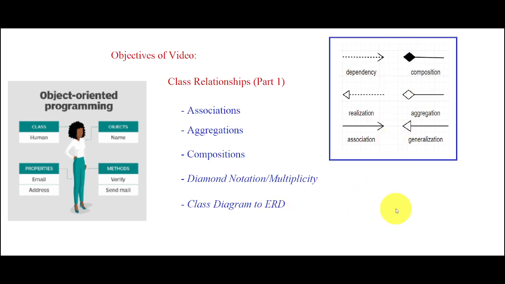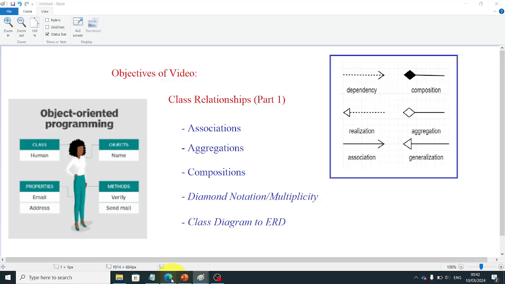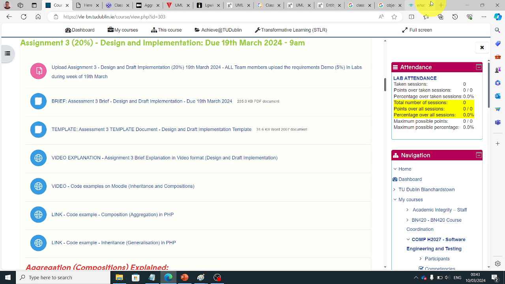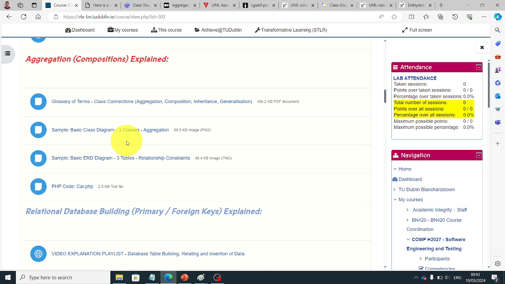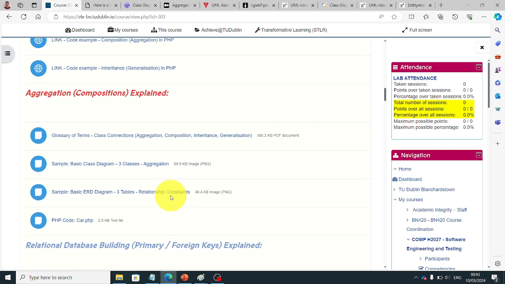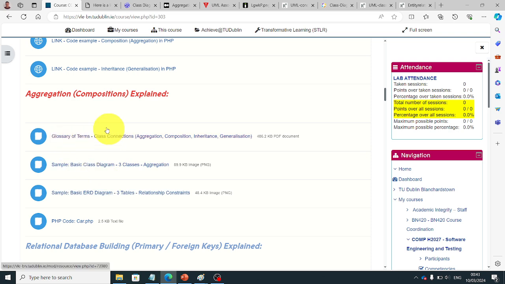So here are the different types of relationships. I'm hoping to make a series of videos over the next day or so that you can look back on before you submit your final assessment class diagram. So without further ado, let's go back to our section here on Moodle, where you'll see assignment 3 has a whole range of videos after it explaining the assignment, but I'm adding these other sections here, and I'll cover the aggregations right now, then the small section on database building, primary key, foreign key, which most of you have already done.